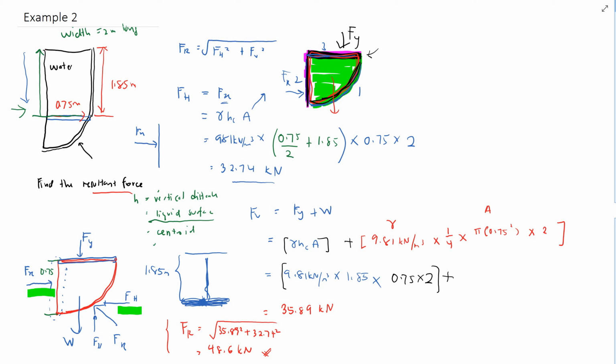Next, let's say I add on to the question, find the location of the resultant force. This is quite clear. The location should be defined by the angle. So your angle is tangent inverse of FV over FH. So your resultant force is acting at approximately 47.6 degrees. Okay, I think that's it for this example.